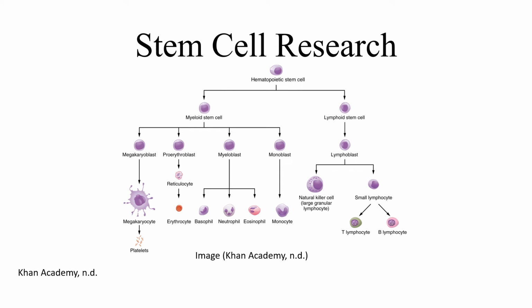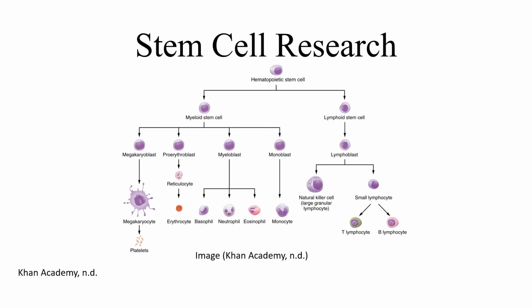And then the monoblast, if you follow that down, is going to develop into the monocyte. But if you go over here to the lymphoid stem cell, that's going to differentiate into a lymphoblast. Now, the lymphoblast is in turn going to differentiate into a natural killer cell, which is a large granular lymphocyte, as you can see in the picture, or a small lymphocyte, which is going to differentiate into two different kinds of cells, a T lymphocyte and a B lymphocyte. And both of those lymphocytes are big in fighting infection.